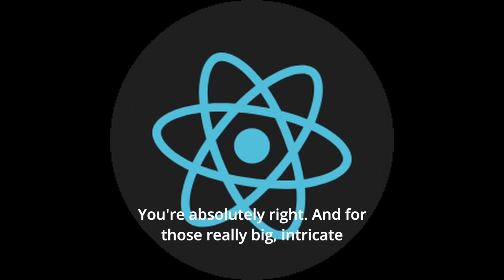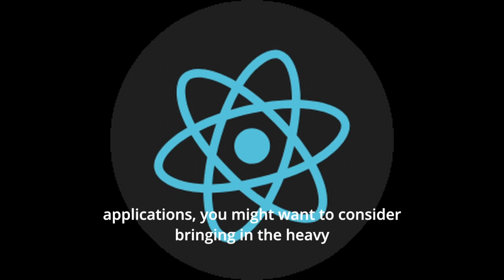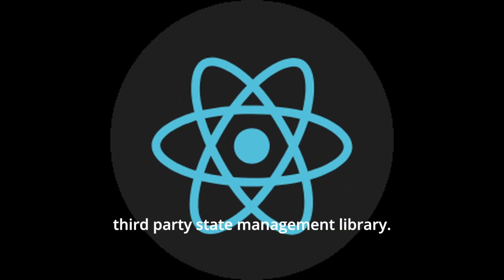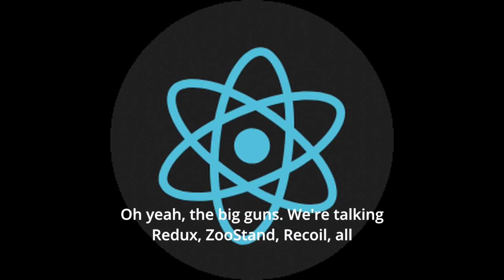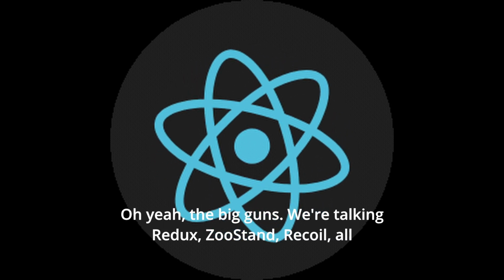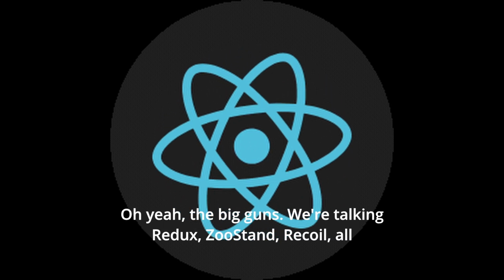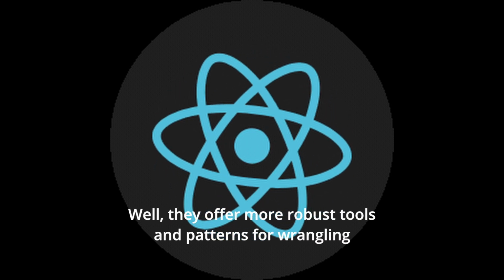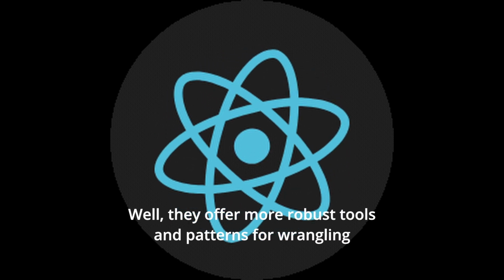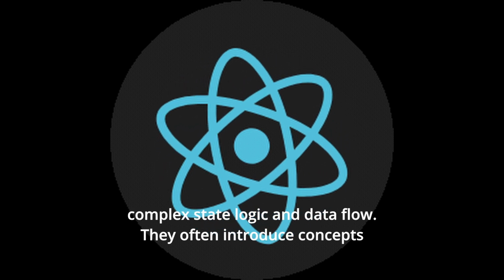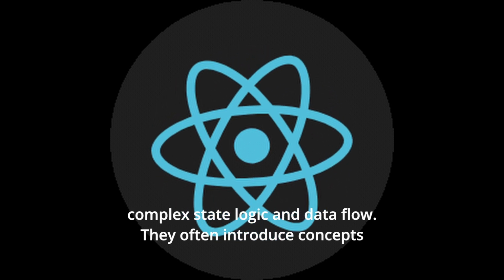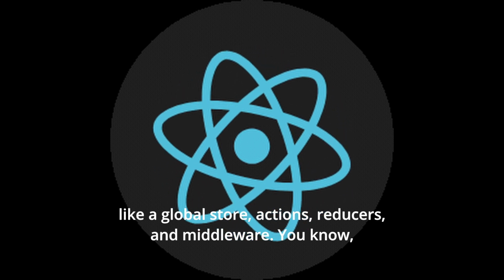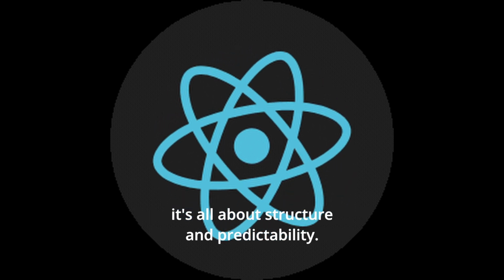You're absolutely right. And for those really big, intricate applications, you might want to consider bringing in the heavy hitters. I'm talking about those third-party state management libraries. Oh yeah, the big guns. We're talking Redux, Zustand, Recoil, all those. What makes those libraries so special? Well, they offer more robust tools and patterns for wrangling complex state logic and data flow. They often introduce concepts like a global store, actions, reducers, and middleware. It's all about structure and predictability.